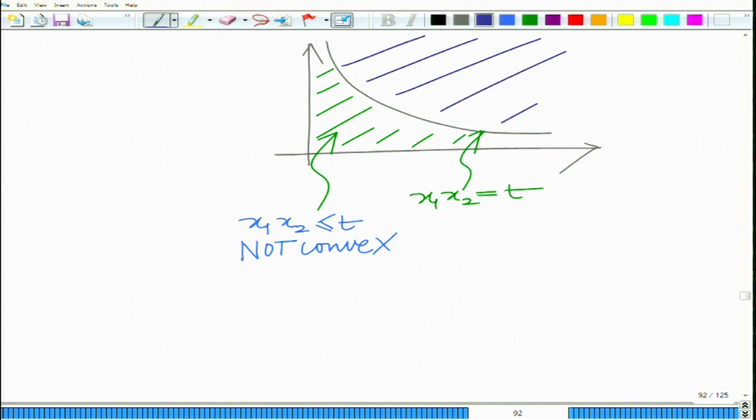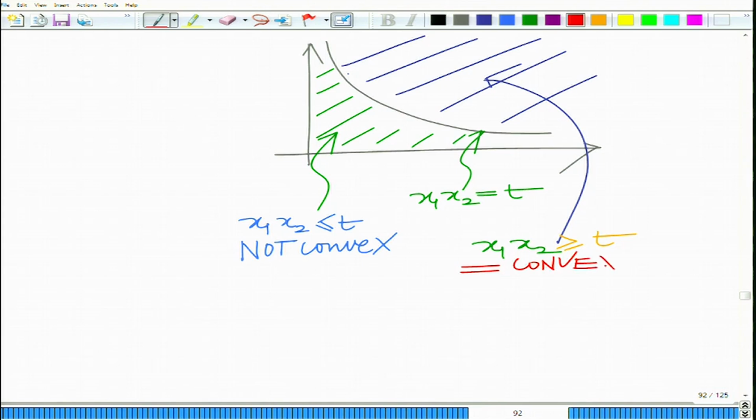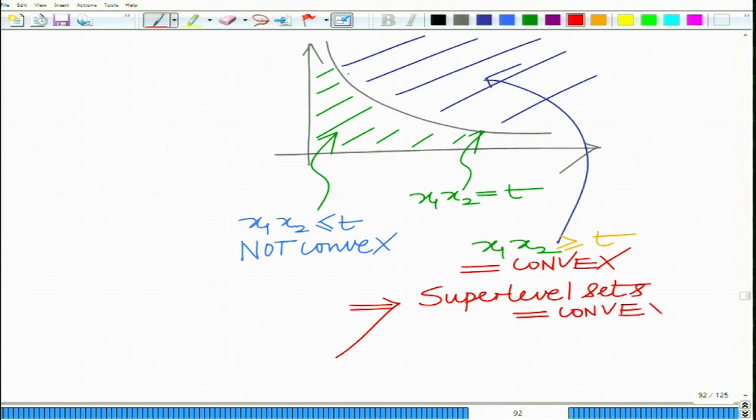On the other hand, if you look at the super level set, that is x1 x2 greater than or equal to t, this is a convex set, because if you take any 2 points, join them by a line, it lies in this. So, this super level set x1 x2 greater than or equal to t is a convex set. Thus, not the sub level sets, the super level sets are convex.